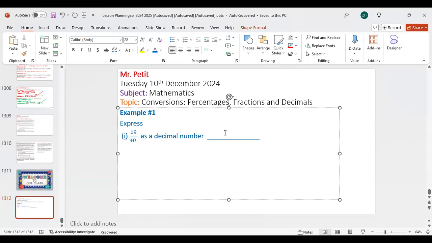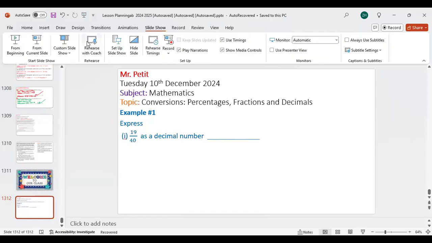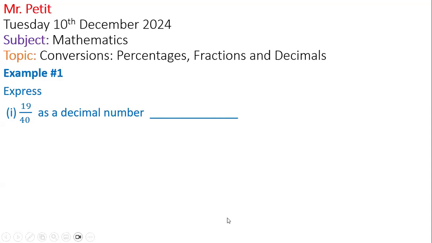Let me open up the chat so persons who think they know how to do it get the opportunity. If you want to put your answer inside the chat, you can do that. But I want to know, what is 19 over 40 as a decimal number?